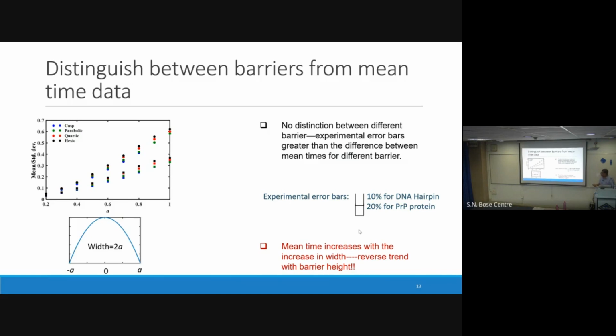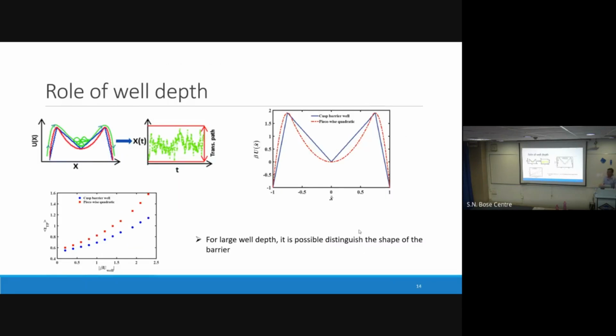In this case, you see that with increasing width, the mean time increases, which shows the reverse trend with the barrier height that I mentioned earlier. So then we come up with a solution: if there are intermediate states or traps in between, well in between a barrier that I mentioned earlier, we can get the longer time distribution, because the particle or the biomolecule can get stuck for some time in the intermediate state, as the trajectory shown here shows, giving rise to a longer time for reaching the target.